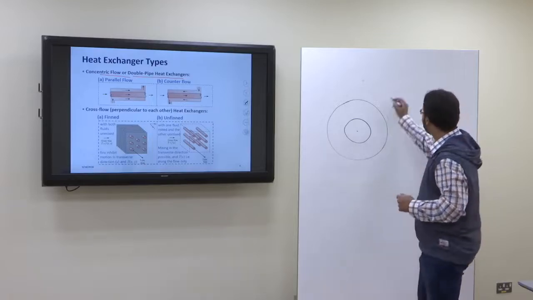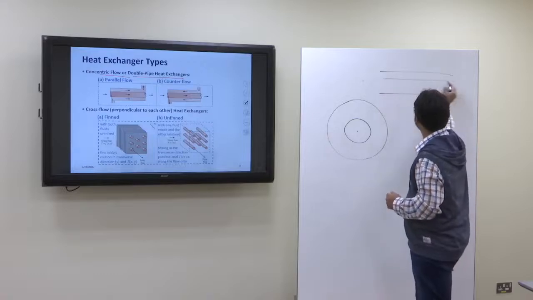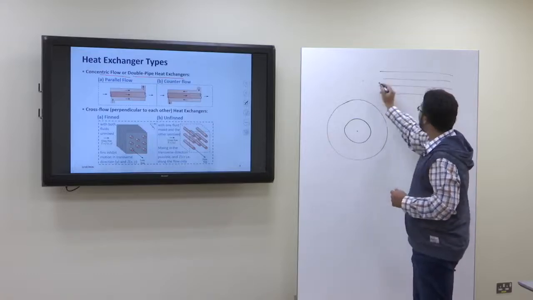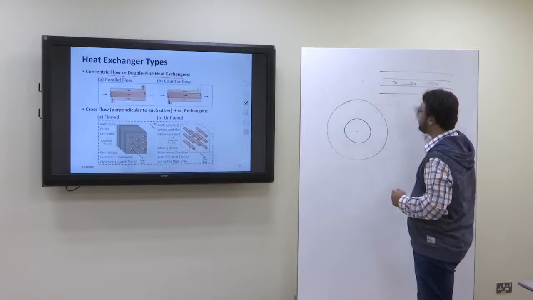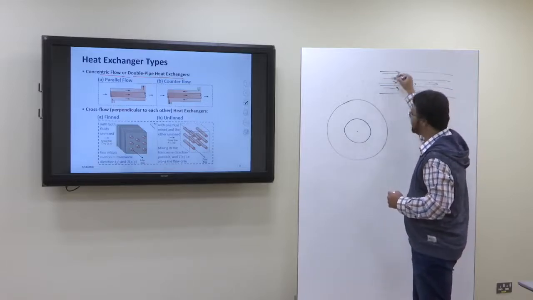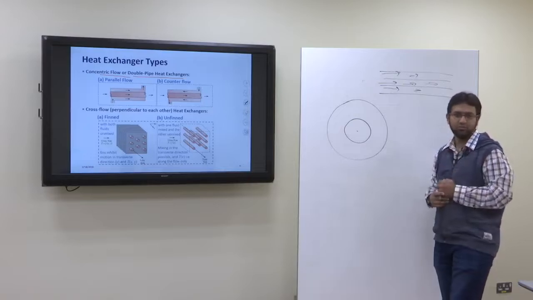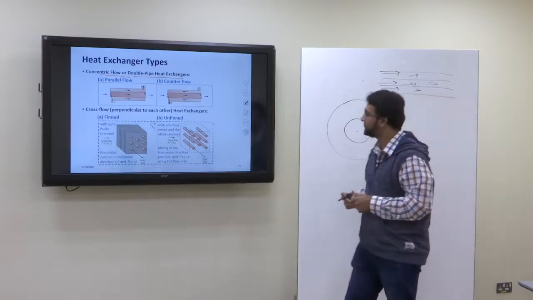If you make it like this, you have an inner pipe. In the inner pipe you have one flow, then in the annulus region you have another fluid, and as they flow, there will be heat exchange.